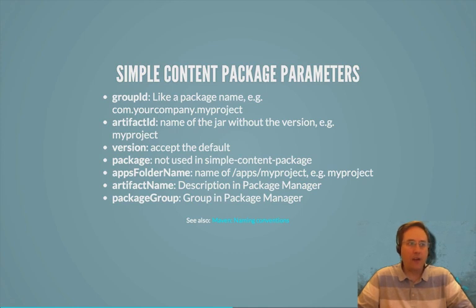The artifact ID is the name of the jar that will be produced without the version number, for example, my project or CQ demo. The version number can be anything you want, but the default is typically fine for starting new projects. The package name is not used in the simple content package archetype. The apps folder name is how your project will appear under /apps, so /apps/myproject or /apps/cqdemo. The artifact name is shown in the package manager under the description field, and the package group is how you can identify or find your project in the package manager.